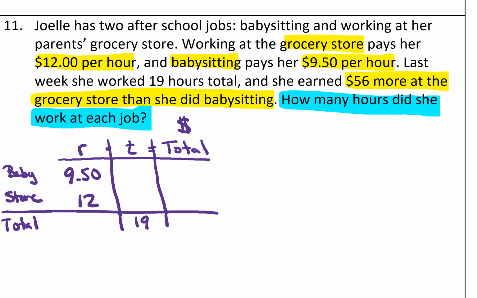So the time is going to be just like before: T and 19 minus T. But then we have to figure out the total, so we're going to pick another letter for total. Maybe we'll say wage, her total wages, W. Now, she made $56 more at the grocery store than babysitting. So what that means is her wage for the store is going to be the same as babysitting, but $56 more. So what she's making babysitting, we add $56 to it.